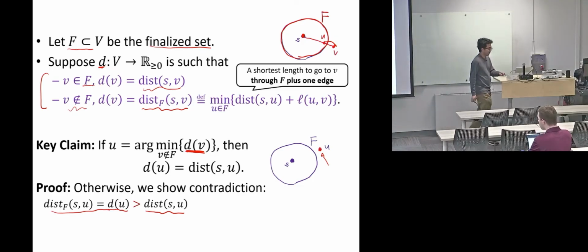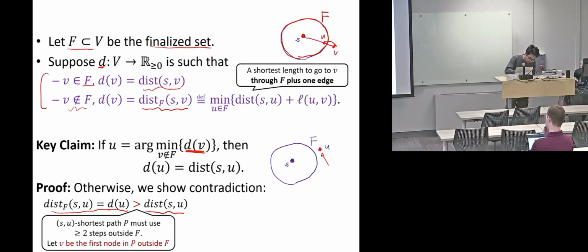It means that the shortest path from S to U, let's call it P, must use at least 2 steps outside F. Because if it could use just 1 step outside F to U, then this F distance would be the real distance already. But here we said that this guy is strictly worse than the real distance. So the real shortest path must use at least 2 steps outside F.